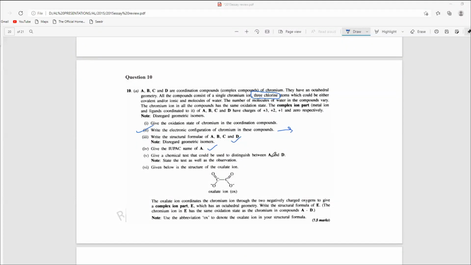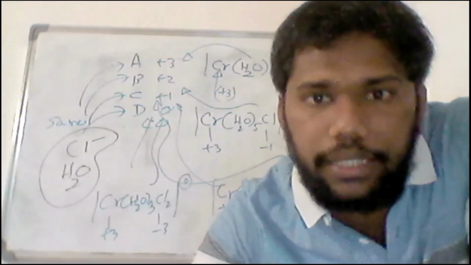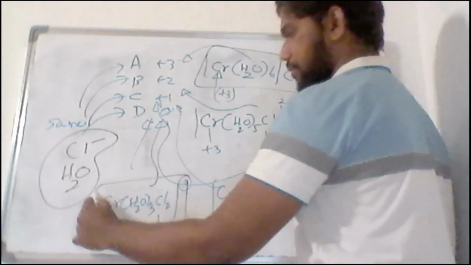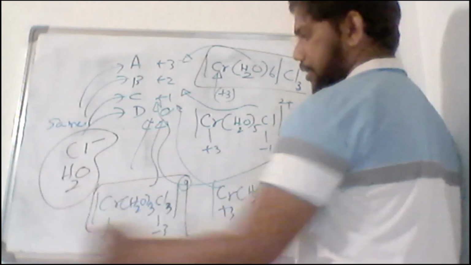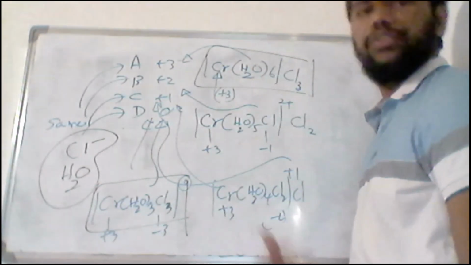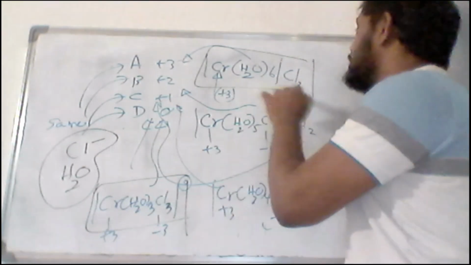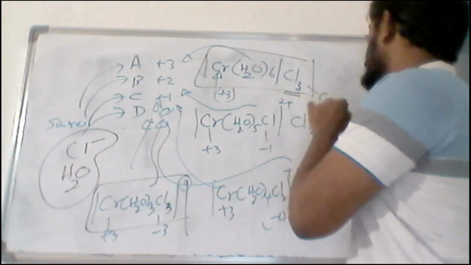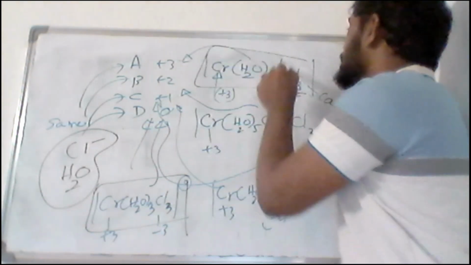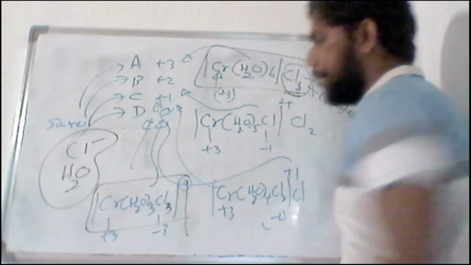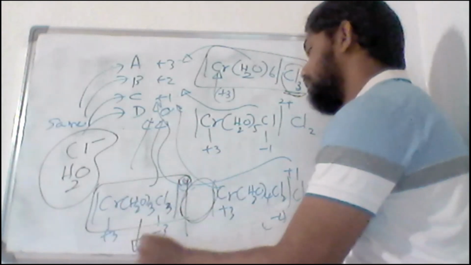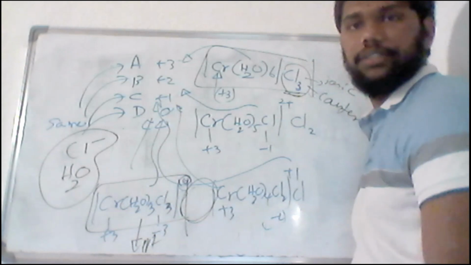Give a chemical test that could be used to distinguish between A and D. Yeah, so we have to check that one also. So A is this, D is this. Is this D? Yeah, there should be 3 chlorine. This is D. So what is the difference between these compounds? As I explained to you a few minutes ago, these are counter ions. So these chlorine atoms are present outside the main coordination sphere. So these are ionic, but here there are no ionic chlorines because the overall charge is 0, and this could precipitate out because no charge for this complex, right?